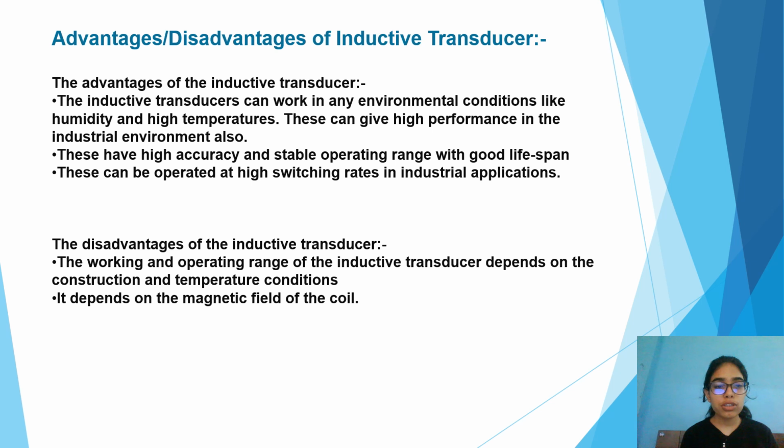Now we have discussed the inductive transducer. So there are some advantages and some disadvantages of the inductive transducer. The advantages are that inductive transducers can work in any environmental conditions, like humidity and high temperatures. They can give high performance in the industrial environment also. They have a high frequency and stable operating range with a good lifespan. They can be operated at high switching rates in industrial applications. And the disadvantages are that the working and operating range of an inductive transducer depends on construction and temperature conditions, and it also depends on the magnetic field of the coil.